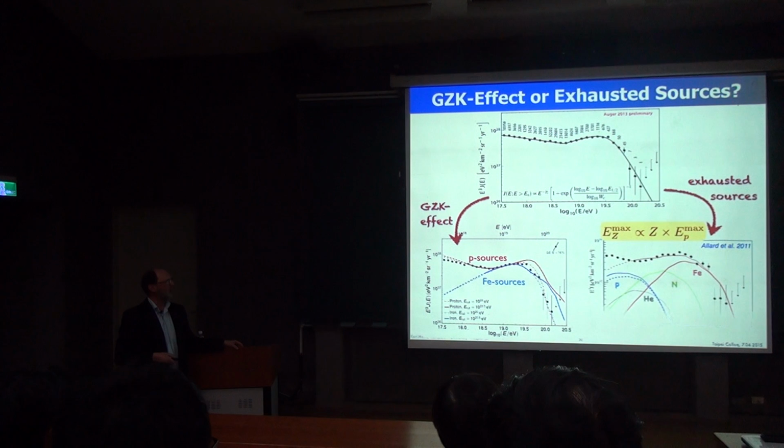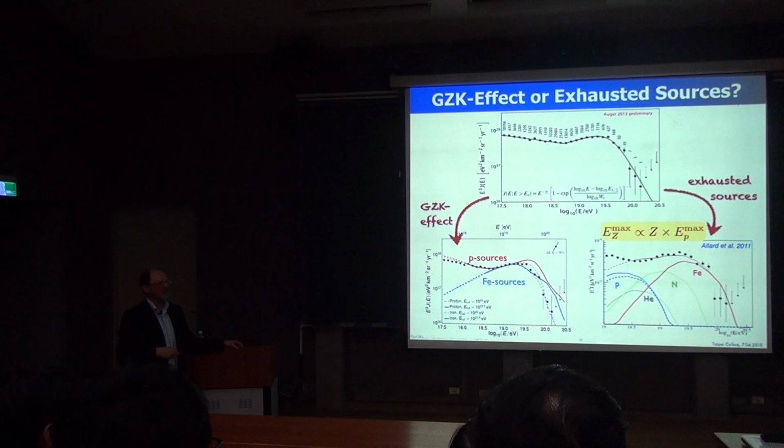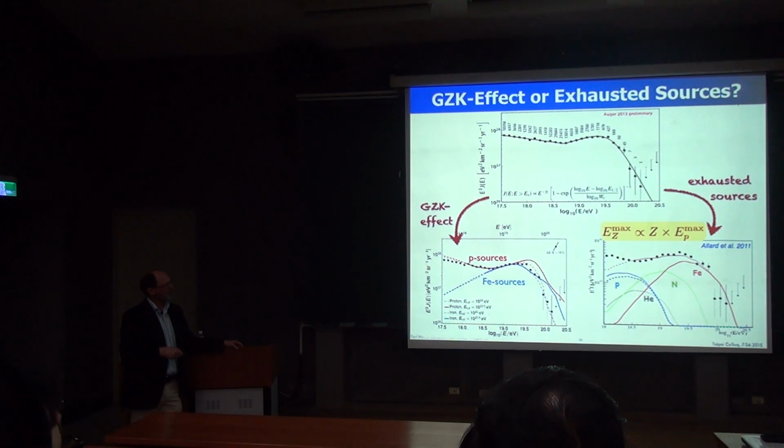However, then people came up with a different idea, that maybe you see the maximum energy of the accelerators. So the exhausting of sources, and again I remind you that the maximum energy then depends on the atomic number of the nuclei which are accelerated. So in that case you would argue that protons die out already here at 10 to the 19, and then helium takes over, nitrogen takes over, and iron then may determine the flux suppression at the highest energies. And that total sum here gives a very nice fit to the experimental data.